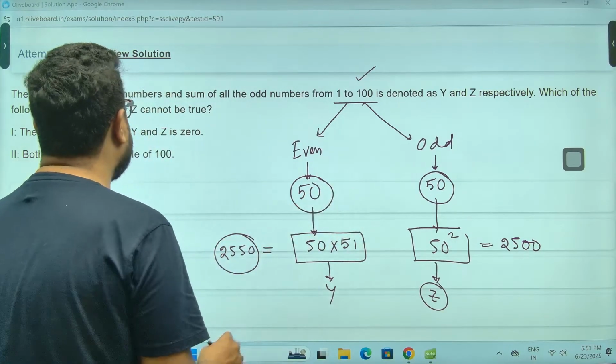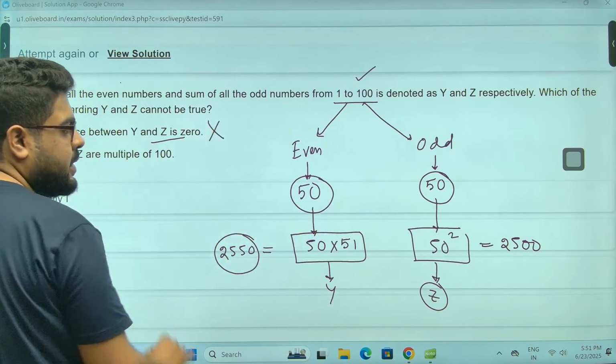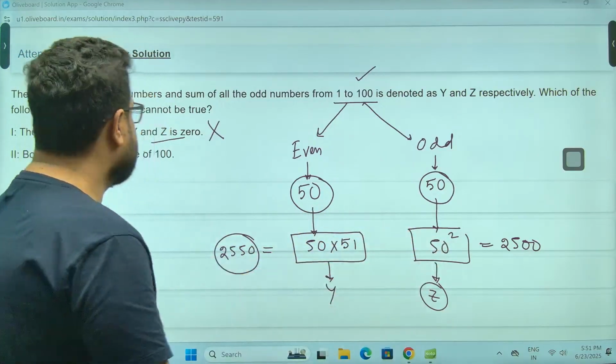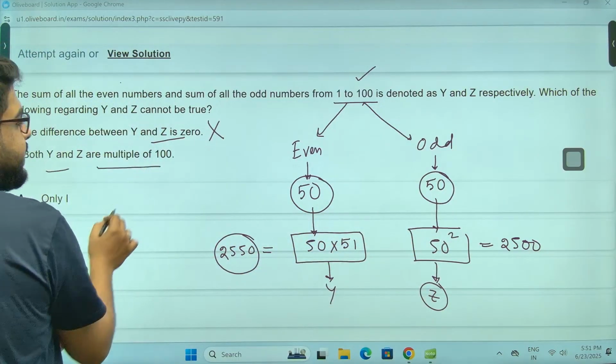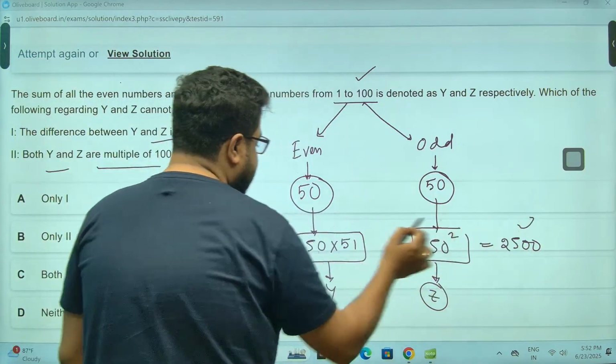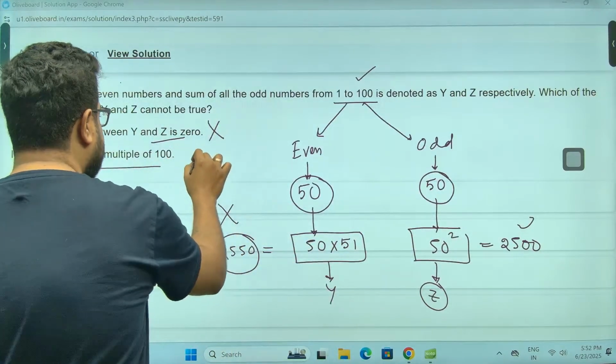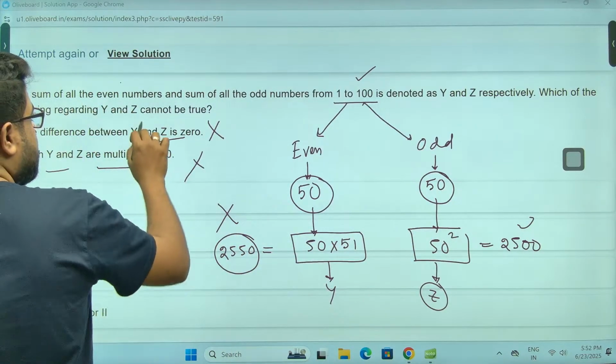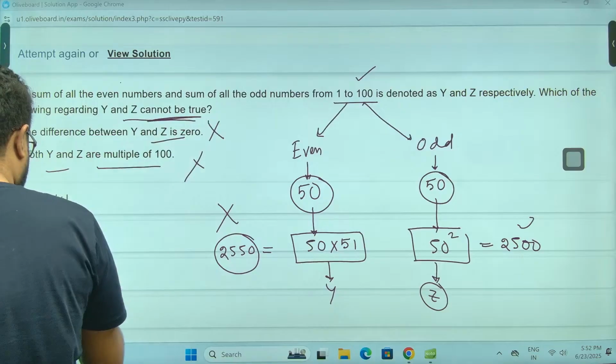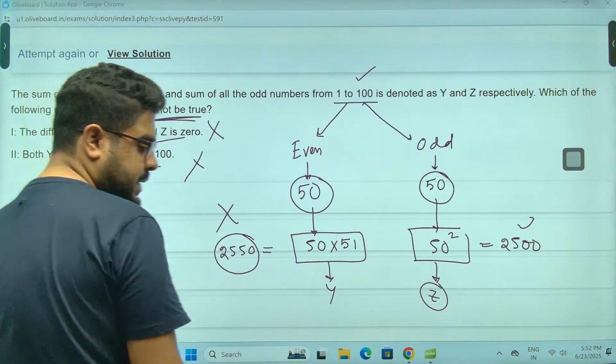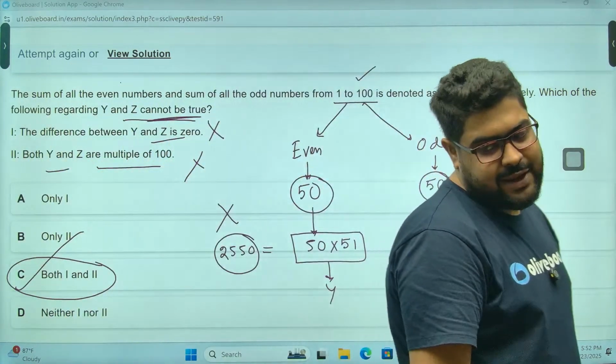So difference cannot be 0. This is not correct, because the difference is 50. And both y and z are multiples of 100. So this is a multiple of 100, but this is not. This is also incorrect. That means both cannot be true. Option C is the answer. Neither can be correct.